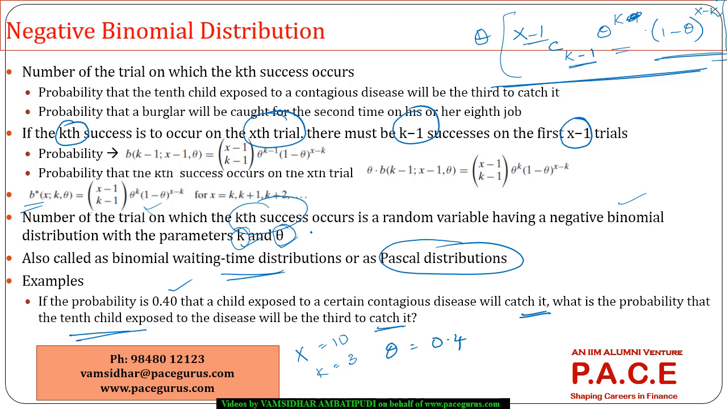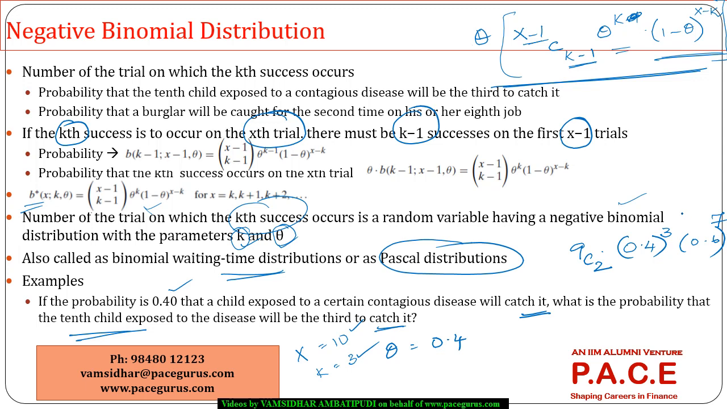X minus 1 c k minus 1, which is 9 c 2. X minus 1 c k minus 1, theta to the power k, 1 minus theta to the power x minus k.